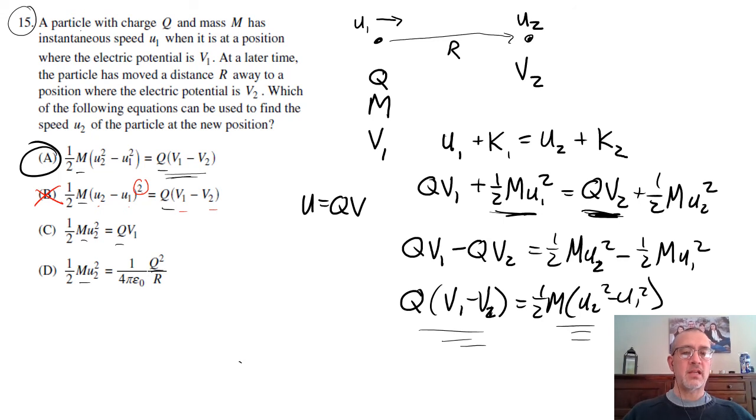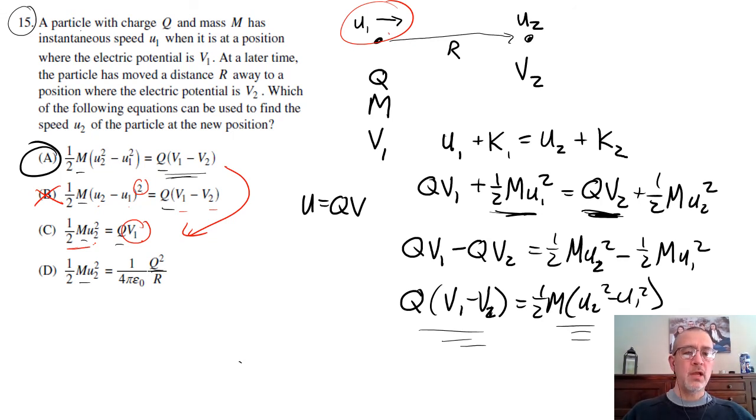This one is just saying that 1/2 MU2 squared equals QV1, but it's going to be not just the initial potential, but it's the difference in the potential. This would assume that the potential at 2 is 0 and that the initial velocity was 0. So if you did have an initial velocity of 0 and a final potential of 0, then it would simplify into that. But we know that it has some initial velocity, so that is definitely not the case.